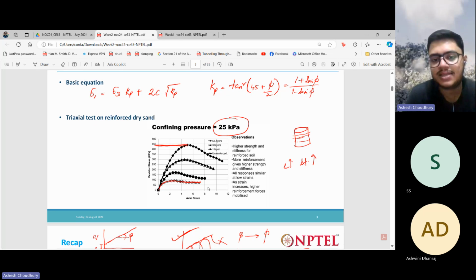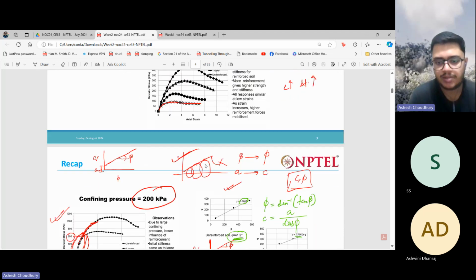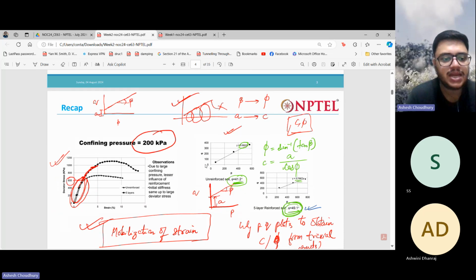And one more important thing that you should note is that this peak actually occurs at a higher strain level. Why? Because you need a higher strain to mobilize the strain in the geosynthetic material, right? Similar behavior is seen for higher confining pressure, where you need much higher strain for the geosynthetic to take the loads, right? So you can see all this here.